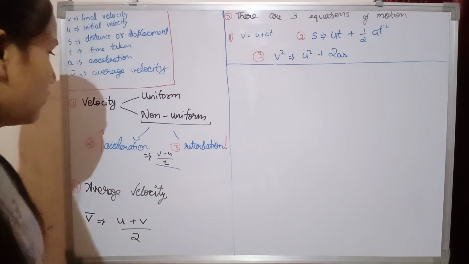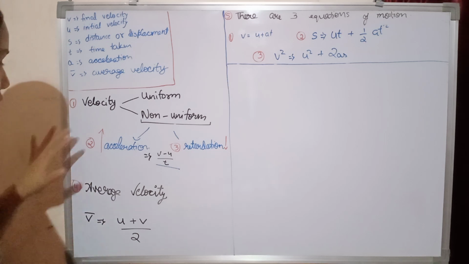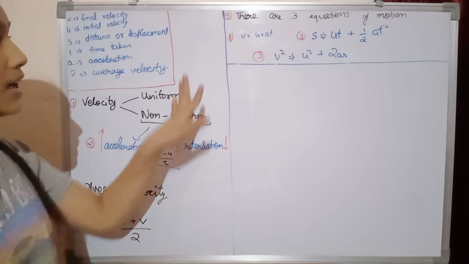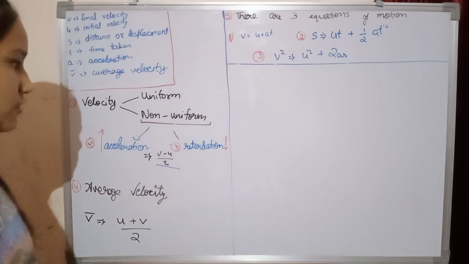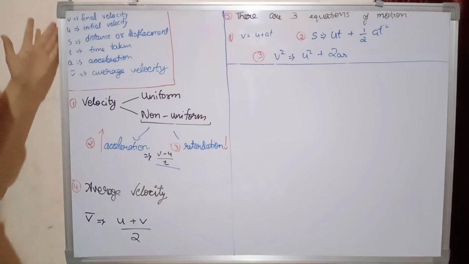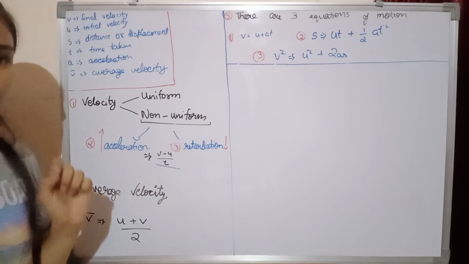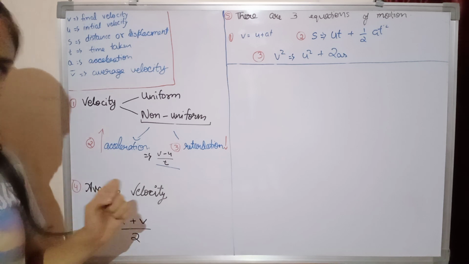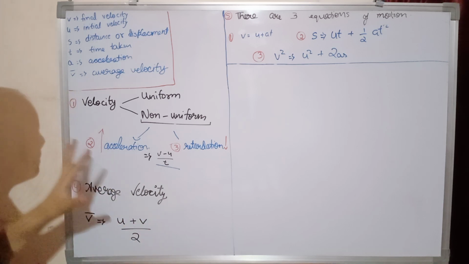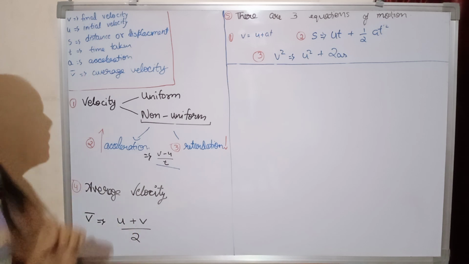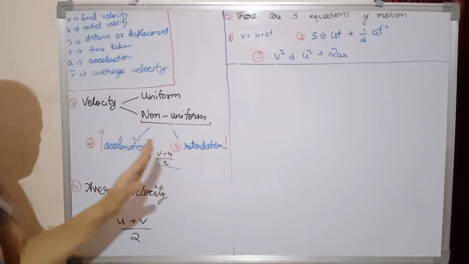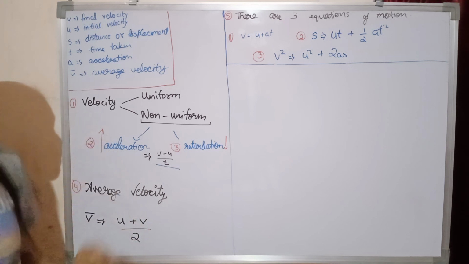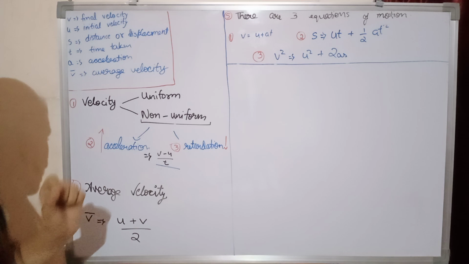In this video, we are going to discuss 5 points which are velocity, acceleration, retardation, average velocity and 3 equations of motion. Now, here is a small list of some variables which are used to denote some important terms. For example, V is used to denote the final velocity, U is used to denote initial velocity, S for distance or displacement, T for time taken, A for acceleration, and average velocity is denoted by V bar.